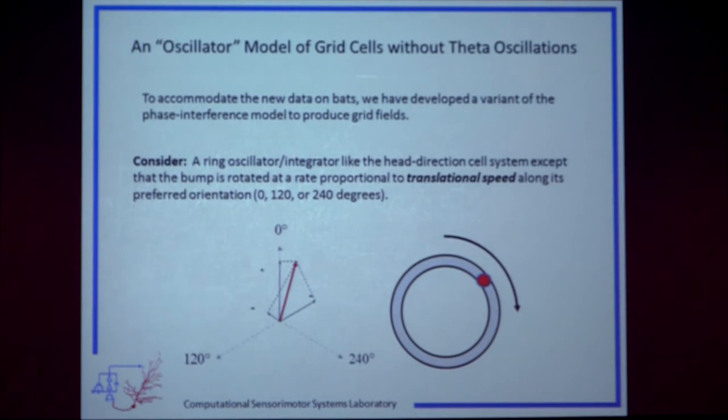So one of the directions we've been moving in, and I'll finish in about 5 minutes, is to try and accommodate a lot of the new map data. Can we build grid cells not using the two-dimensional attractor network, but to use more like the phase interference model, which has the benefit of lower hardware costs, which is attractive for us because we want to build many spatial frequencies.